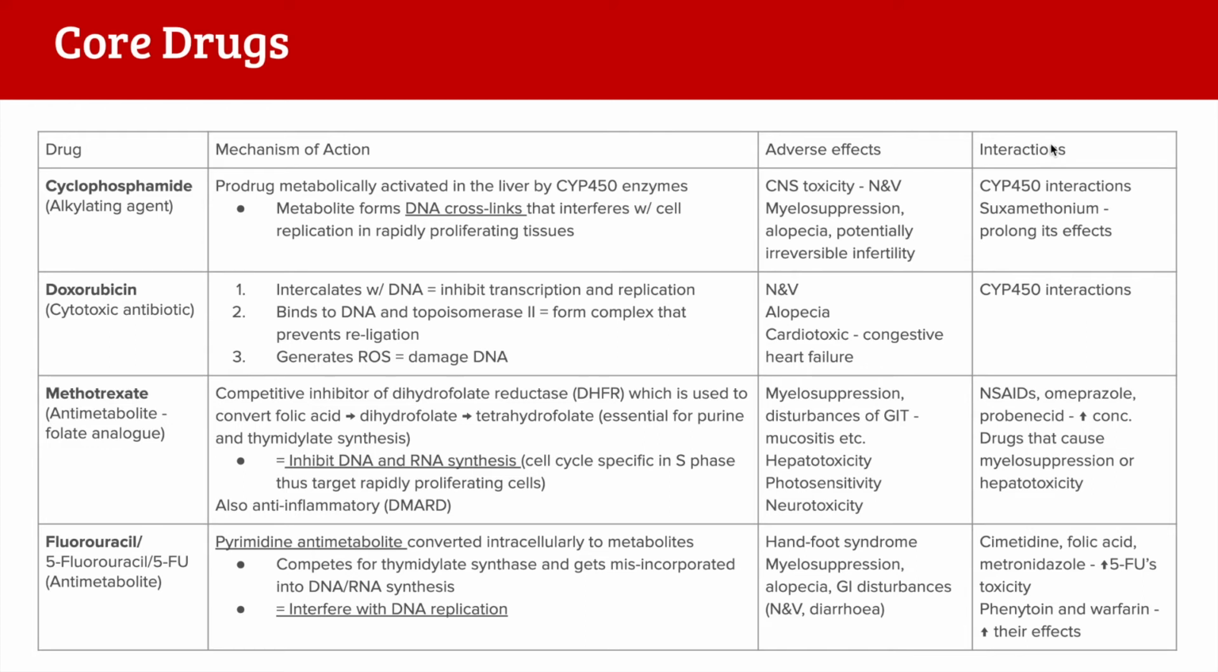Since it's metabolically activated in the liver by CYP450 enzymes, of course there are CYP450 interactions. So any drugs that affect these enzymes will either increase or lower the level of cyclophosphamide in the body. And apparently there are effects with dexamethasone, but I don't think this is that important.